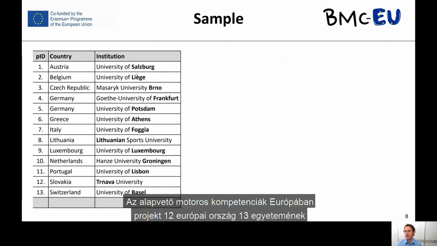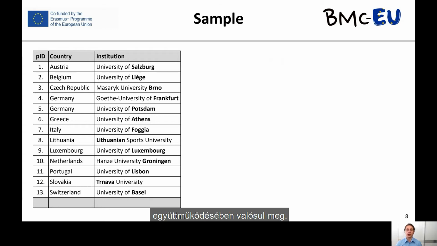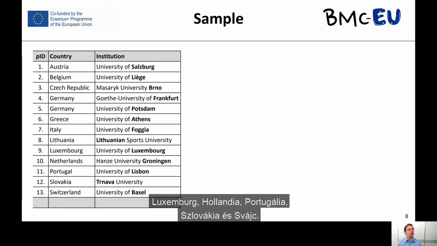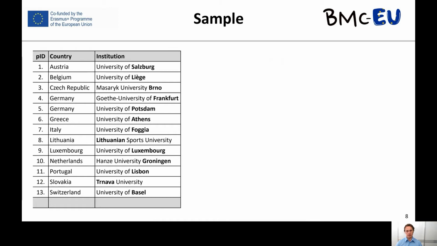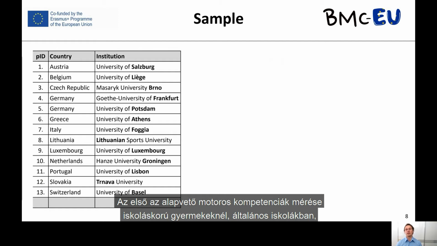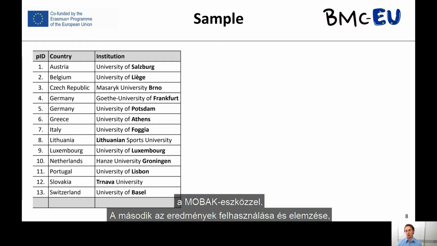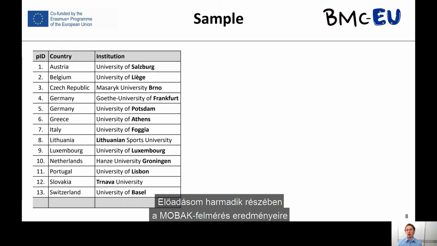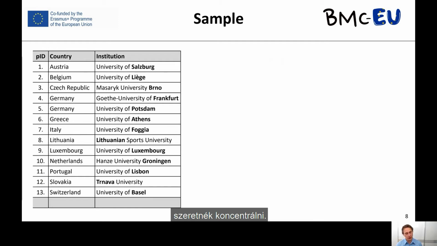The project Basic Motor Competencies in Europe is carried out in collaboration with 13 universities in 12 European countries. So we have Austria, Belgium, the Czech Republic, Germany 2 times, Greece, Italy, Lithuania, Luxembourg, Netherlands, Portugal, Slovakia, and Switzerland. The BMC project pursues 2 goals. One goal is the measurement of basic motor competences among school-age children in primary school with the Mobx instrument. And the second goal of the project is to use the analyzed results for developing a support toolkit and a teacher training. In this presentation, I would like to focus on the results of the Mobx survey.